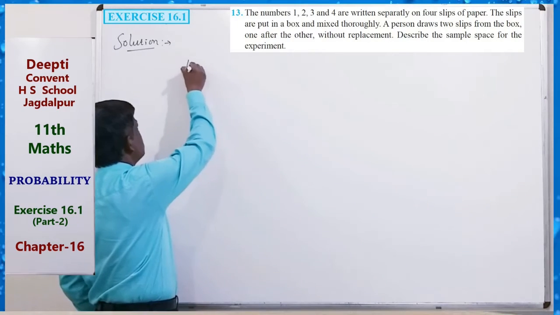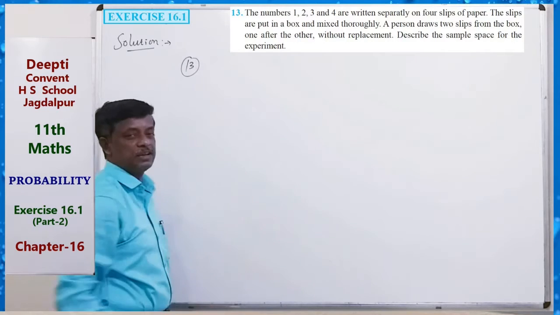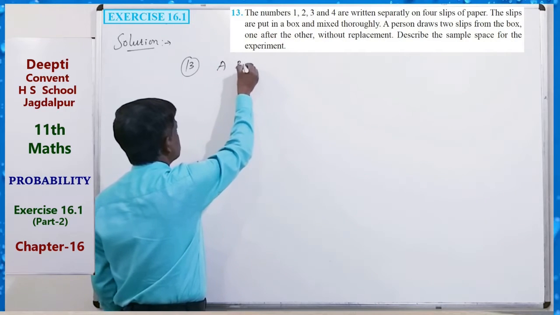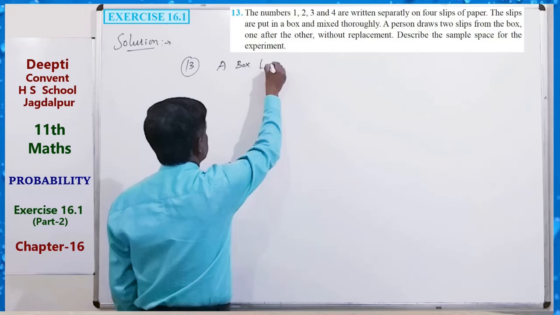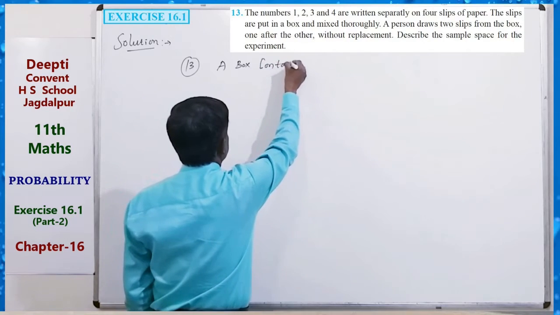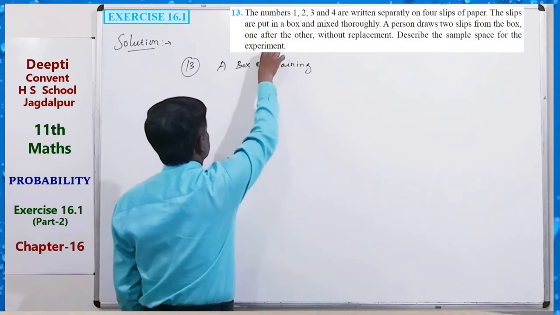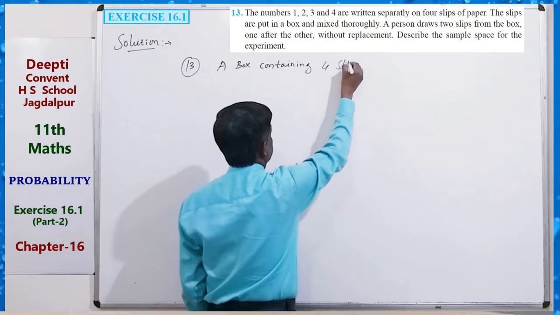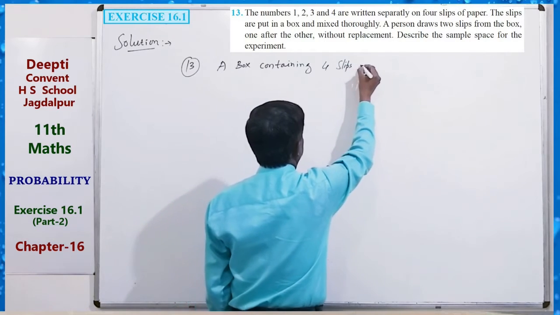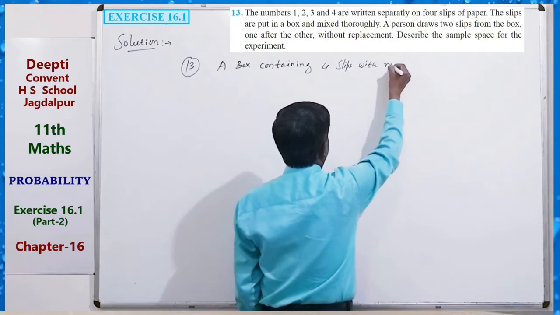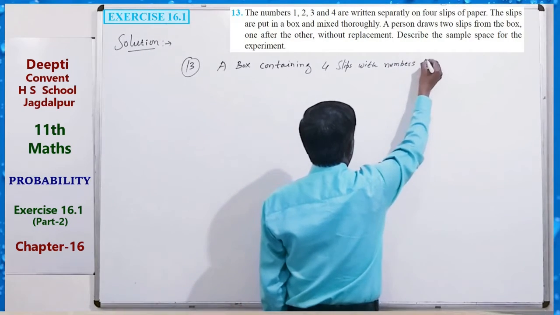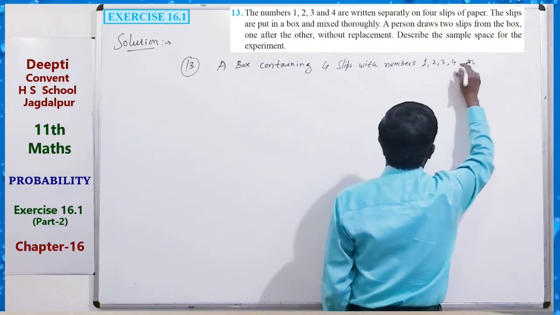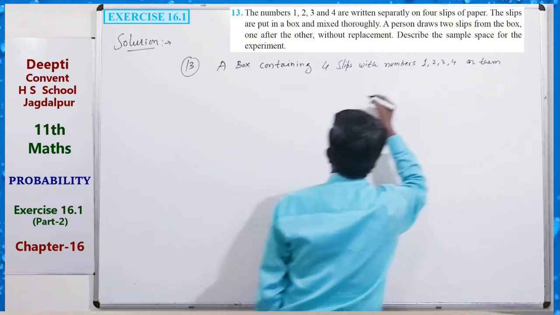So here, question 13. A box containing 4 slips with numbers 1, 2, 3, 4 on them separately.